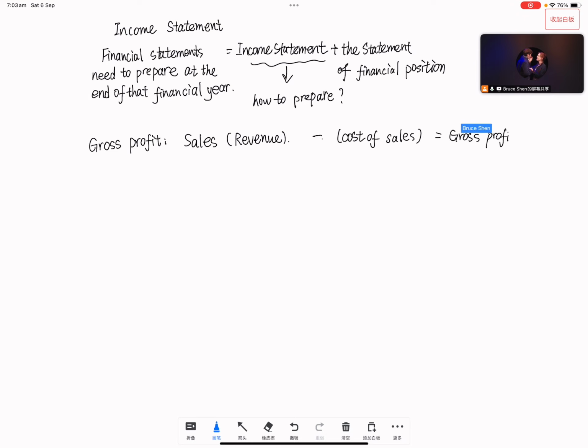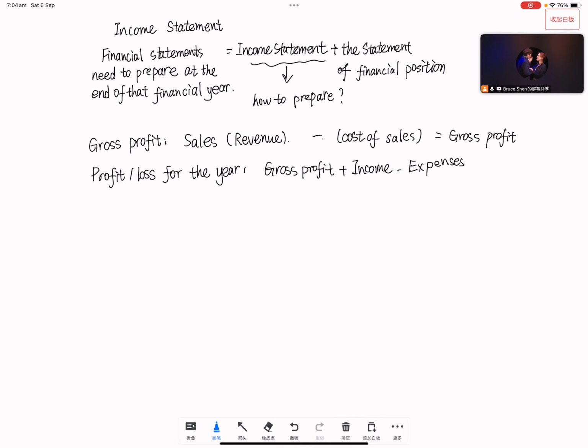Then we can get the profit or loss for the year at the end. How can we get this? We use the gross profit, add income, less expenses, and we can get the figure. So these are formulas, and these formulas are really important.